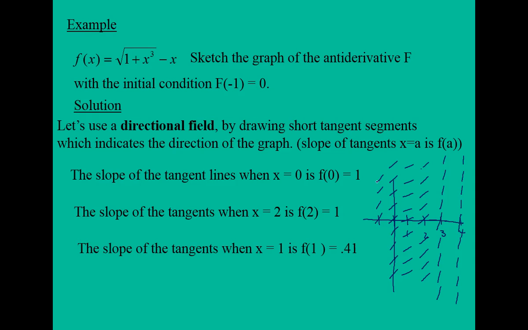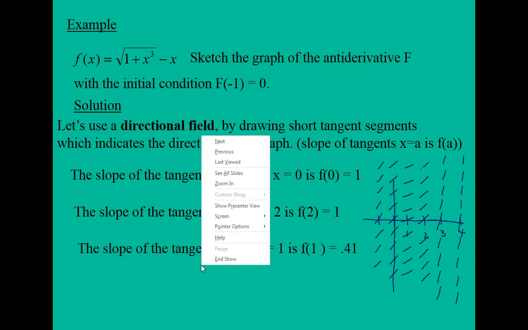And then we could plug in -2. If we plugged in -2, we would get 1 plus a -8. Now, we would have a problem here because we can't take the square root of a negative number. So those are the values that we could look at for the slope of the tangent lines. Now, it does give us an initial condition.